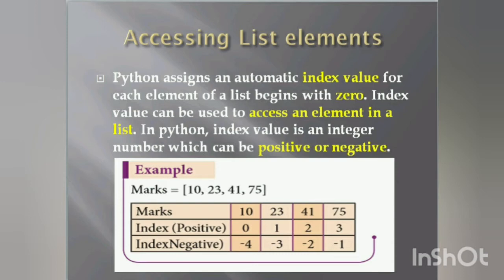Index: if the index is positive, the index position will start from 0. The next one is 1, next 2, next 3. If the index value is negative, the index is assigned from the last element to the first element in reverse order, beginning with -1. That is, the last element 75 is assigned -1, then the preceding element 41 is assigned -2, then -3, -4. So a positive index counts from the beginning of the list, that is from 0, and a negative index means counting backward from the end of the list, that is in reverse order.